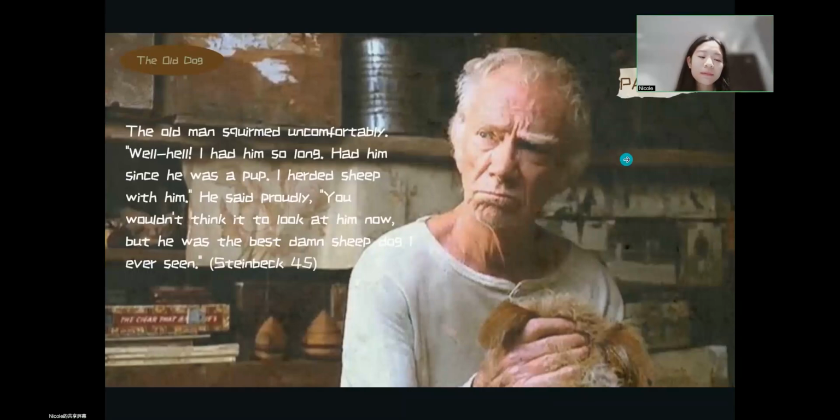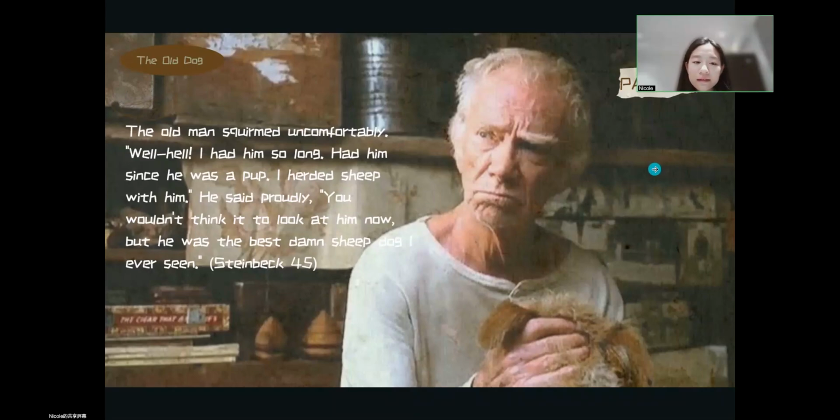And next, I want to talk about Candy's old dog. The chapter on Candy's old dog's death is really sad. I never had a dog before, but one of my best friends used to have one, which was accidentally crushed by a car when they crossed a street. And my friend was depressed for a really long time. So I think for Candy, a disabled migrant ranch worker, it must be much more depressing.